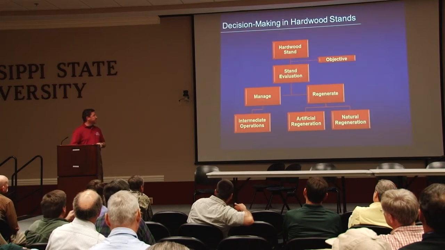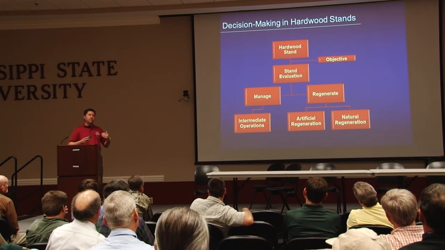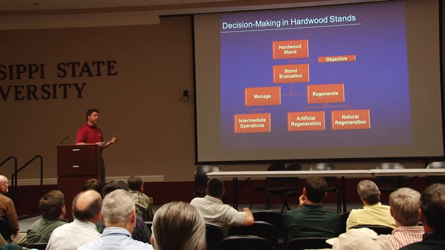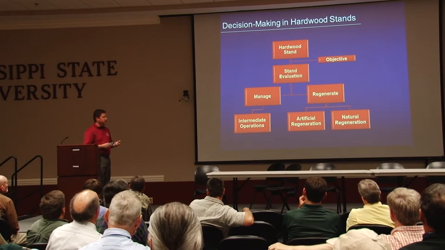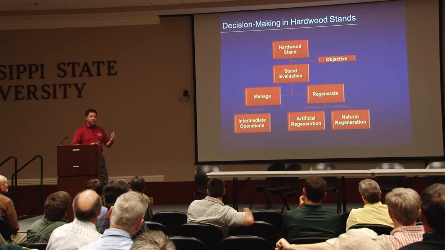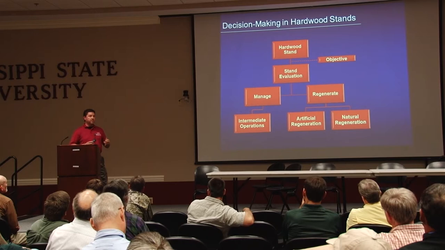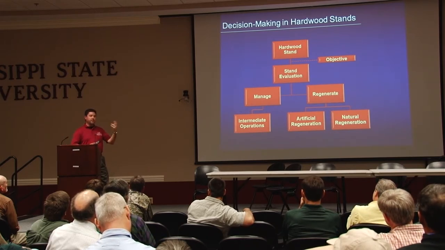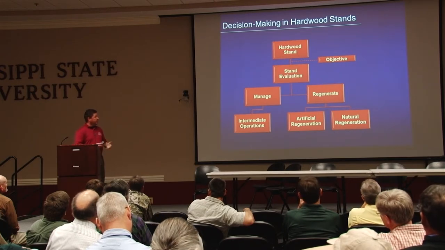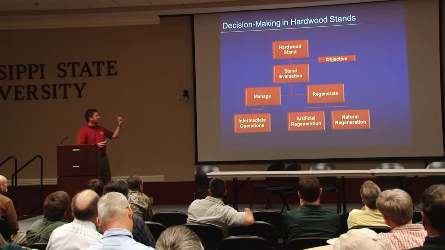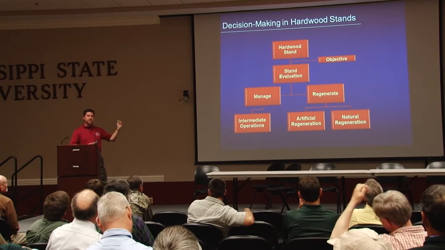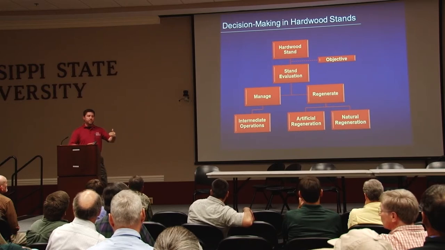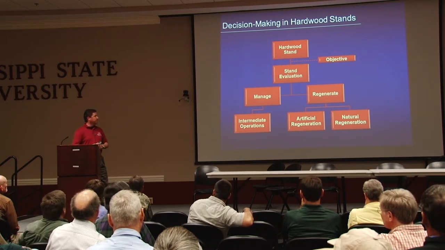And again, that initial decision that needs to be made when we look at a stand is, should I go in the direction of management? And when I say management, it can be confusing. When I say management, I could be talking about intermediate stand operations. I'm talking, we're going to manage the stand for an additional cutting cycle. And so that's where I'll use the term management or manage today. Another type of management is regeneration. But in the terms of the model, it's either going to be manage or regenerate. And if I'm going to regenerate, then I'm going to go in the direction of artificial regeneration or natural regeneration.